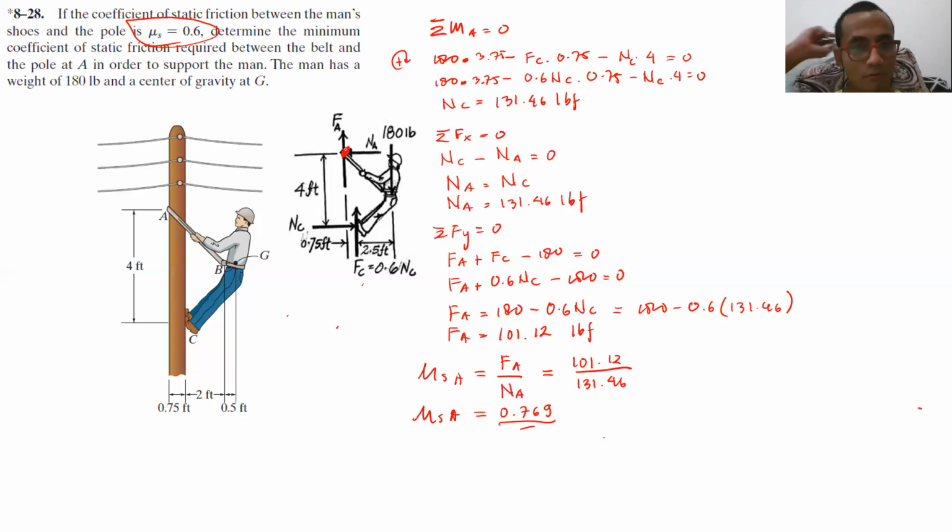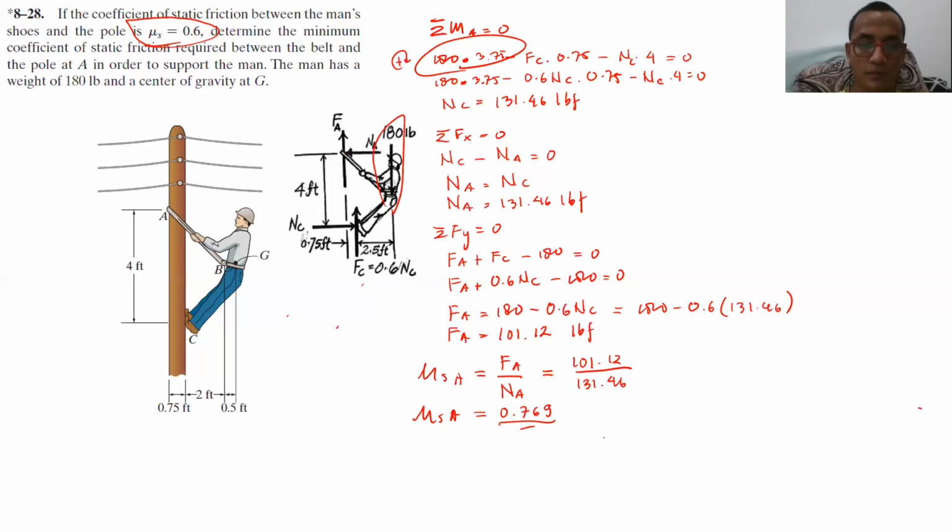What we will have there, if clockwise is positive, remember clockwise is positive, will be 180 pound force multiplied by the horizontal distance, this one. The horizontal distance there is supposed to be 2.5 feet plus 0.75 feet, supposed to be 3.25. Sorry, 3.75 feet. So the moment there will be 180 multiplied by 3.75 feet. So this is it.